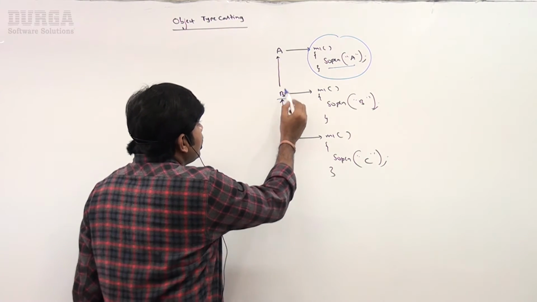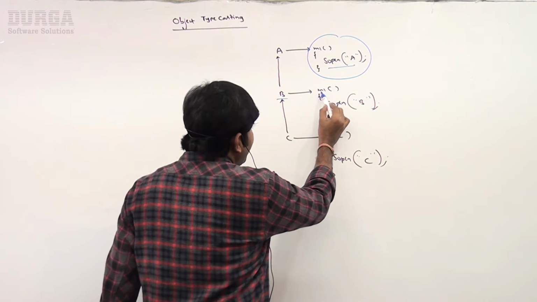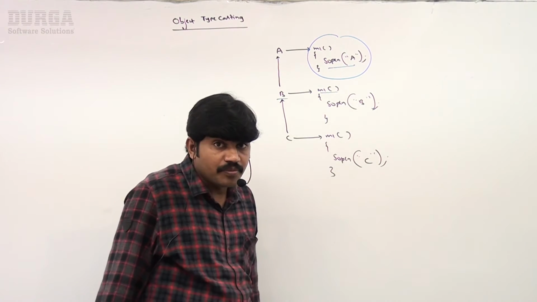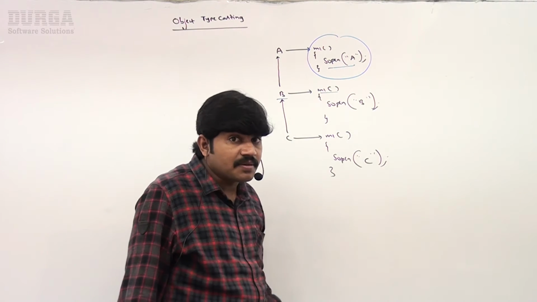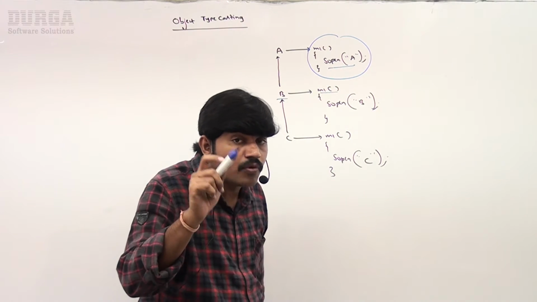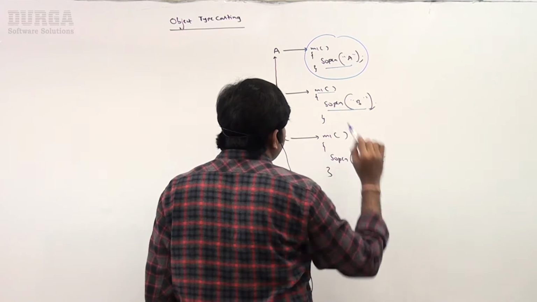B is the child class of A. B also contains the M1 method. Parent and child class contain the same method with the same signature. Which concept is this? Overriding. Now it is going to print B.